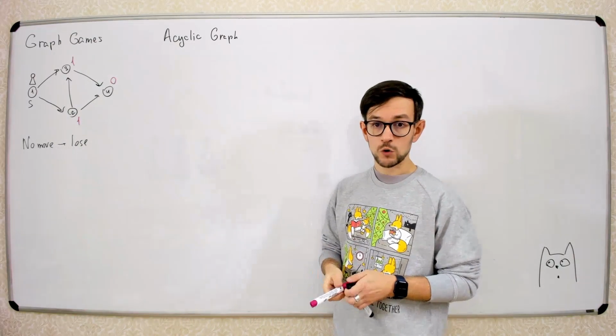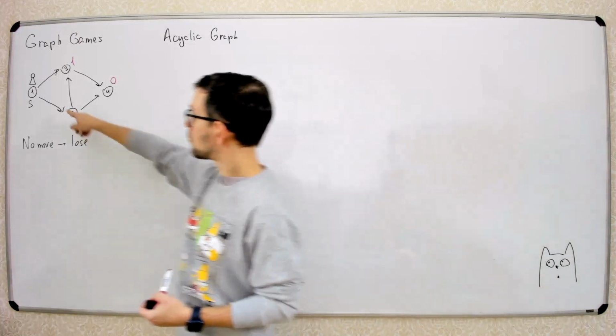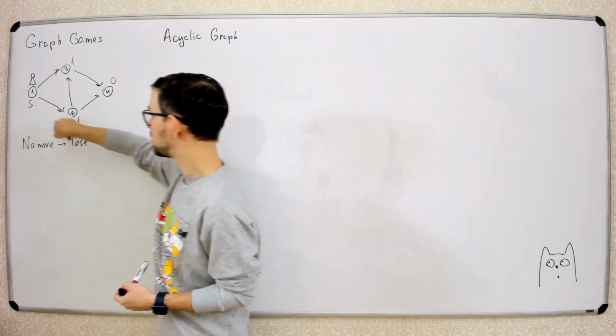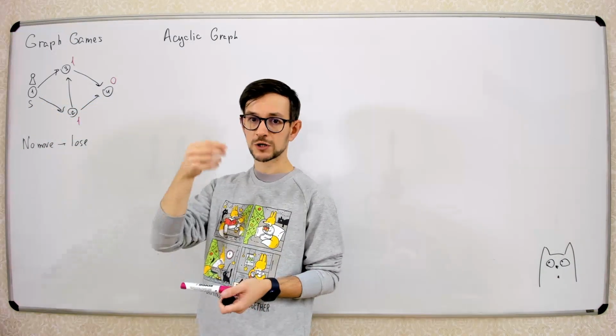Now in node 1 you have two options, but in both of these options your opponent will win the game. So you can move here and lose, or you can move here and lose. In both cases you will lose the game. So vertex 1 is a losing game.